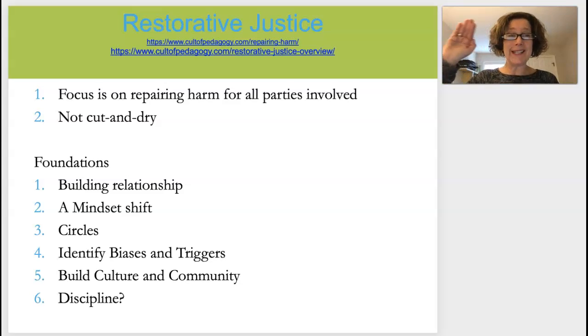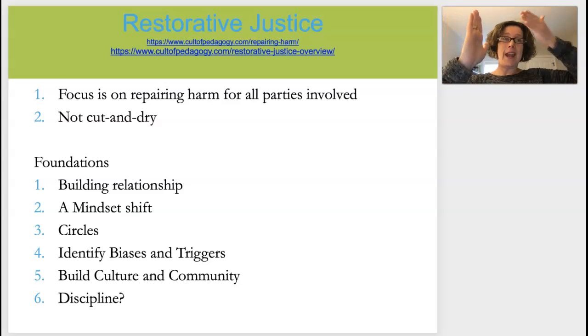And number two, it's not cut and dry. It is holistic and individual. So you have to figure out what makes things right on a case-by-case situation. So again, there are not these blanket, if you do this, A happens. It's, if you do this, then we look at the case individually and we try to figure out how to restore justice.